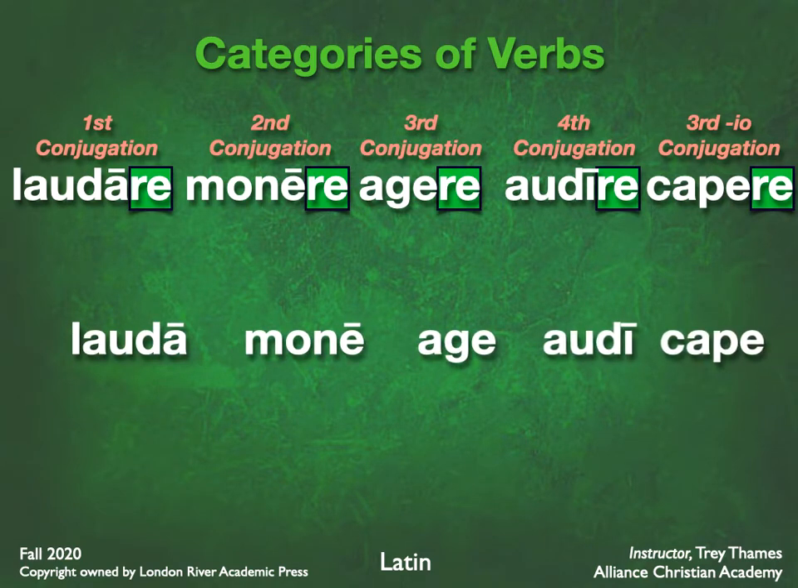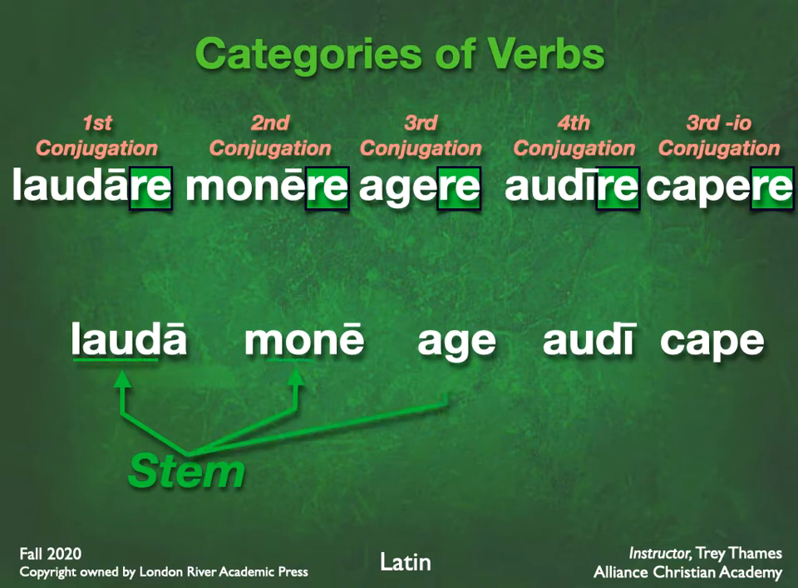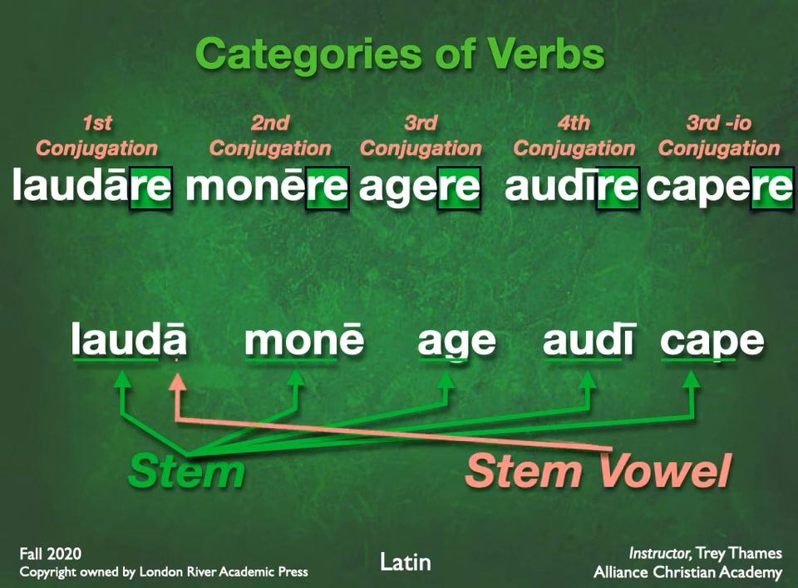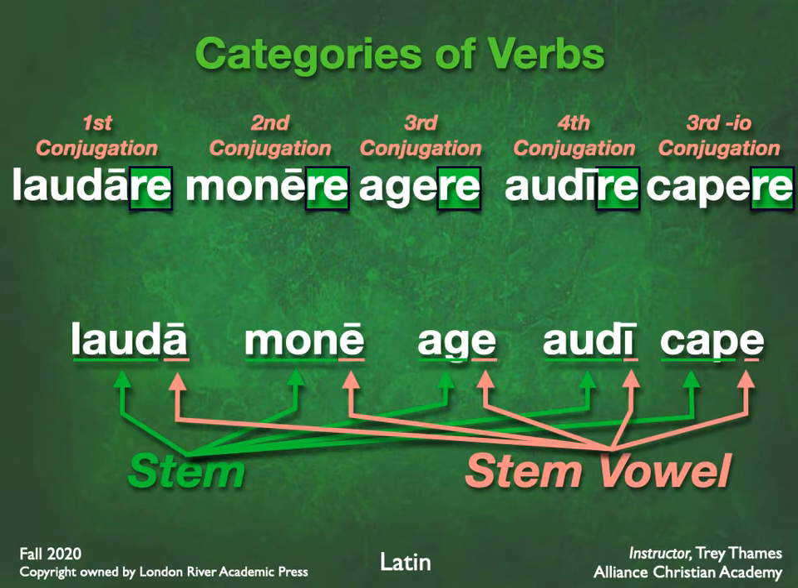You have to know that first conjugation has a long A, second conjugation a long E, third conjugation a short E, fourth conjugation a long I, and again a third IO, like capio, has a short E. And you can see the stem, and then there's the stem vowel for lauda, mone, age, audi, and cape. There's the vowels A, E, E, I, and E. Stem vowel. Those two go hand in hand, but you've got to get those memorized.